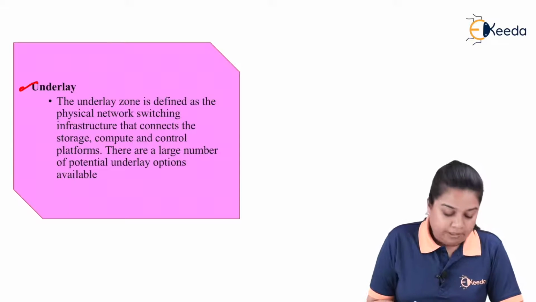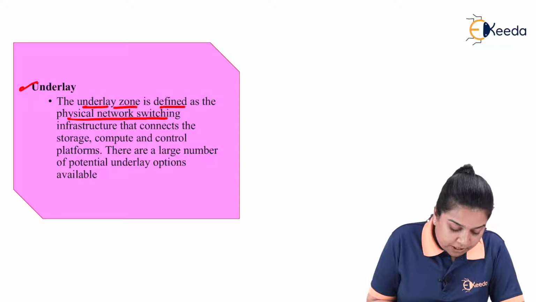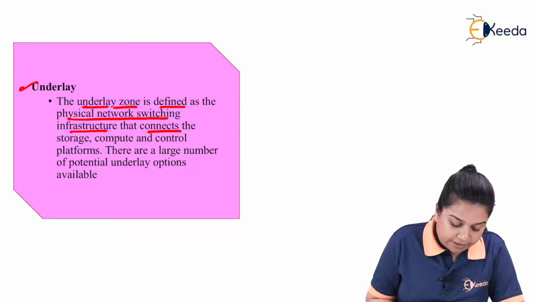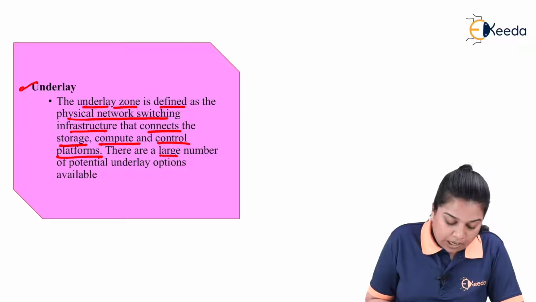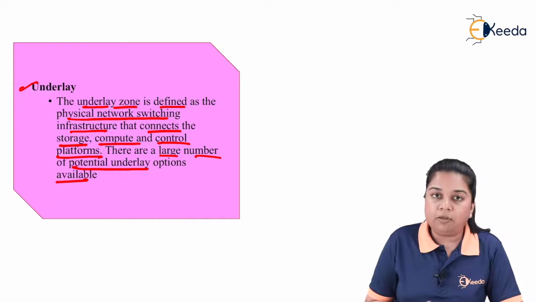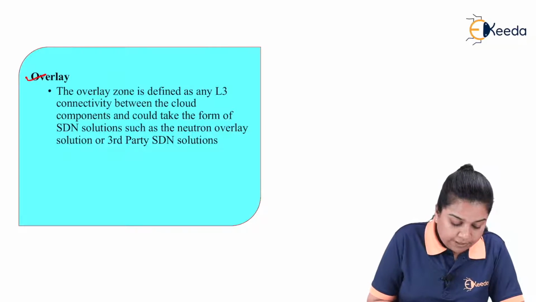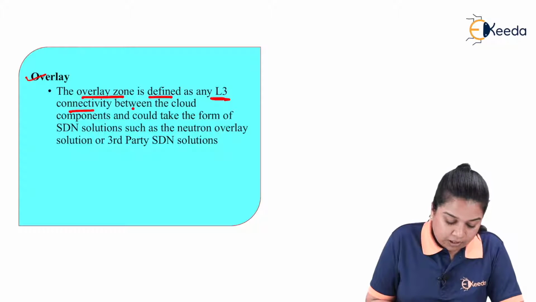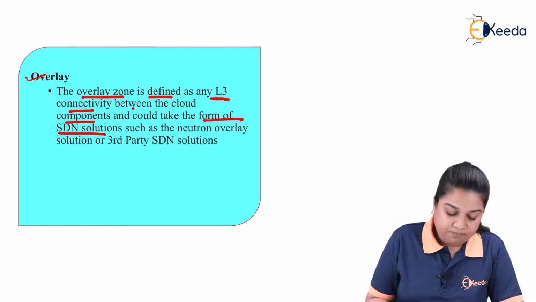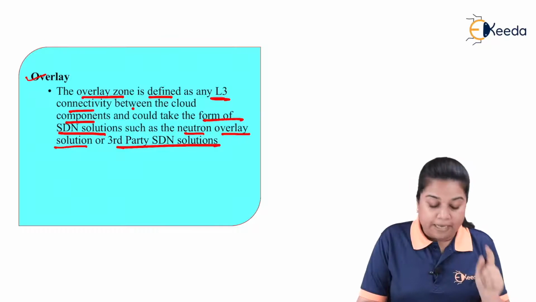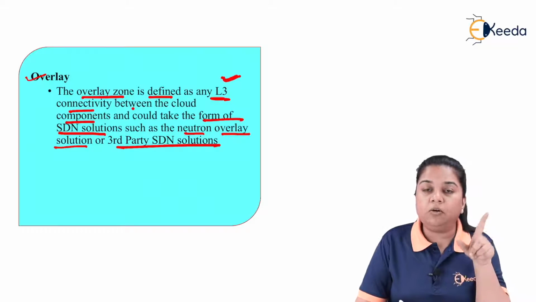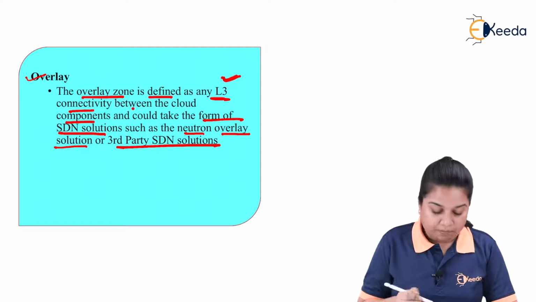Then the second one is underlay. The underlay zone is defined as the physical network switching infrastructure that connects the storage, compute and control platforms, and there are a large number of potential underlay options available. Then overlay. The overlay zone is defined as any L3 connectivity between the cloud components and could take the form of SDN solutions such as the Neutron overlay solution or third-party SDN solutions. We have seen this L3 network connectivity in the logical architecture. We can connect it from there.